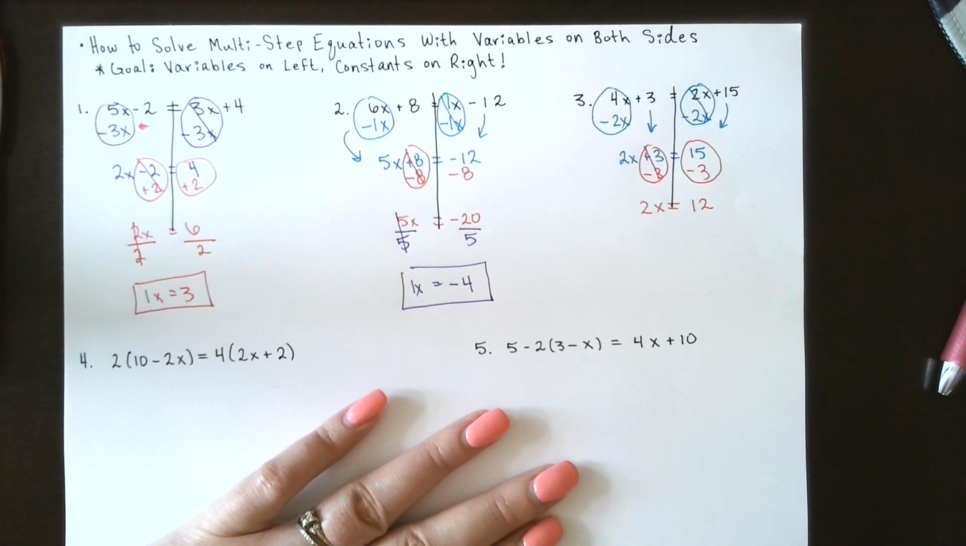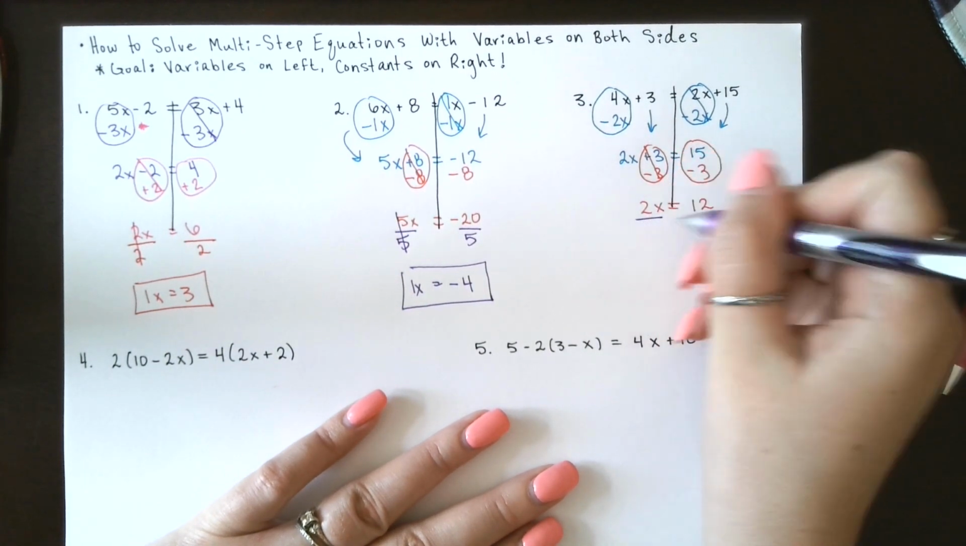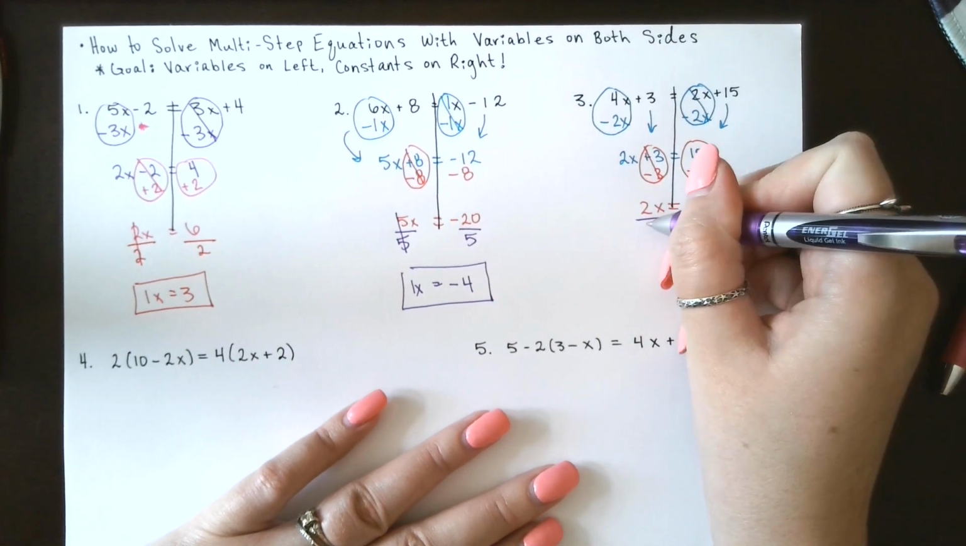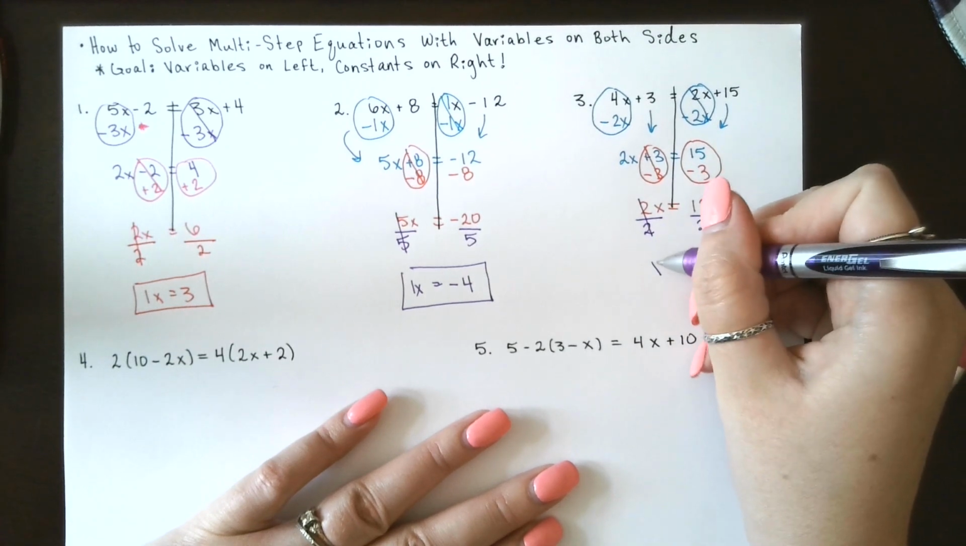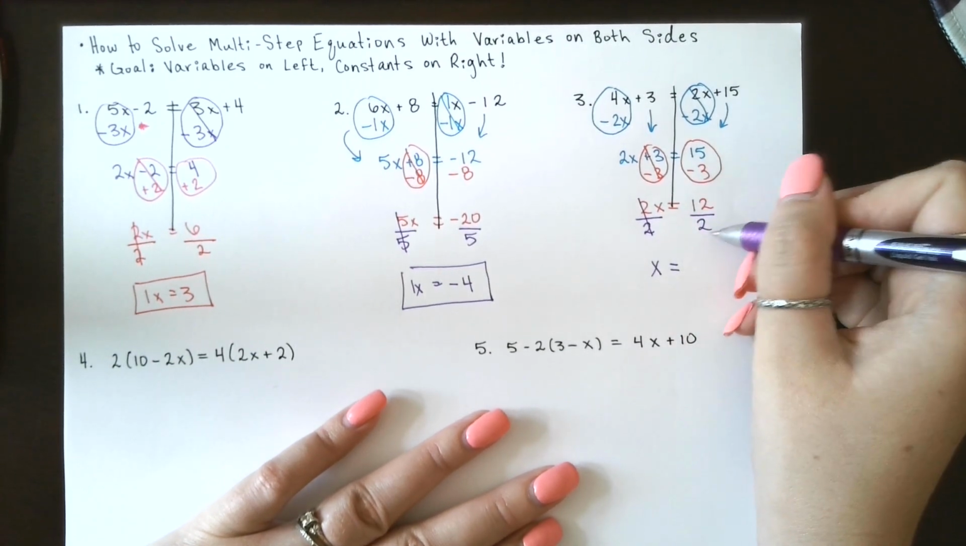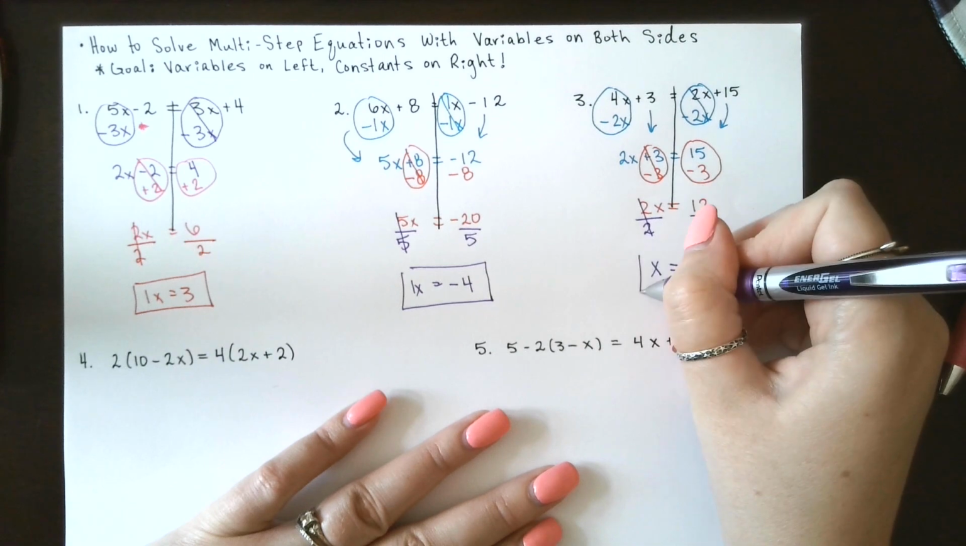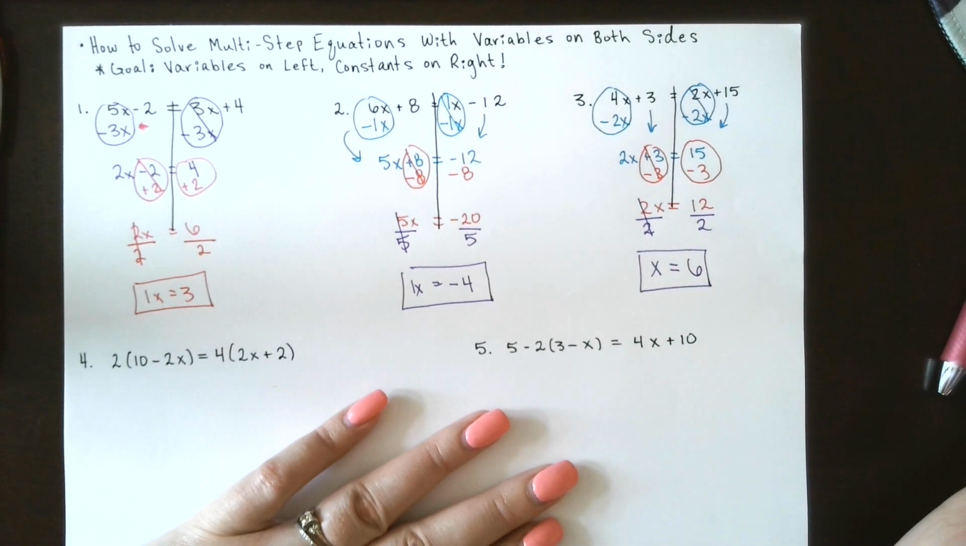We are almost done. Our last step would be to divide both sides of the equality by 2, which leaves us x by itself on the left, and when we do 12 divided by 2, we get 6. That is our answer.